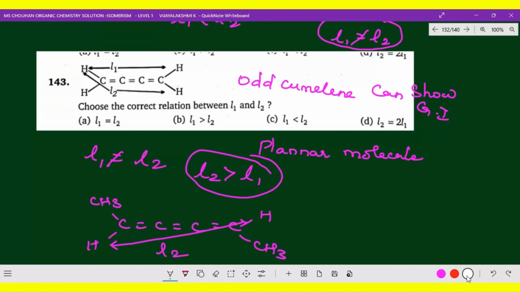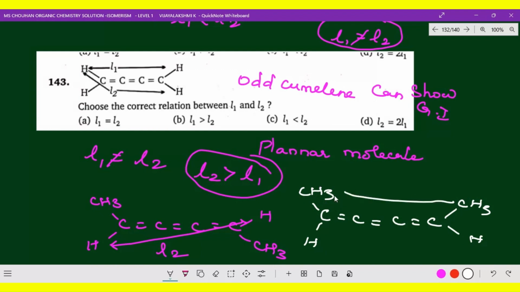Now another one I just bring here, C double bond C double bond C double bond C. How many? 1 2 3, right? Now here CH3, here hydrogen, here CH3, and here hydrogen. So this is L1. Both actually are the same size, I mean cis. Okay, cis and trans in that way. So this is L1 and this is L2. So which is longer? That means L2 is greater than L1.